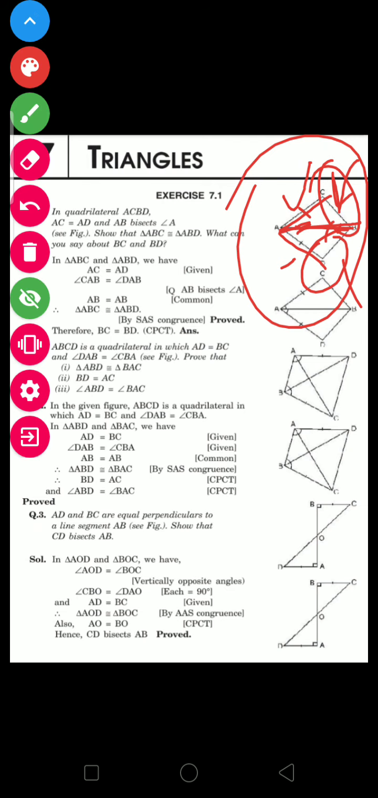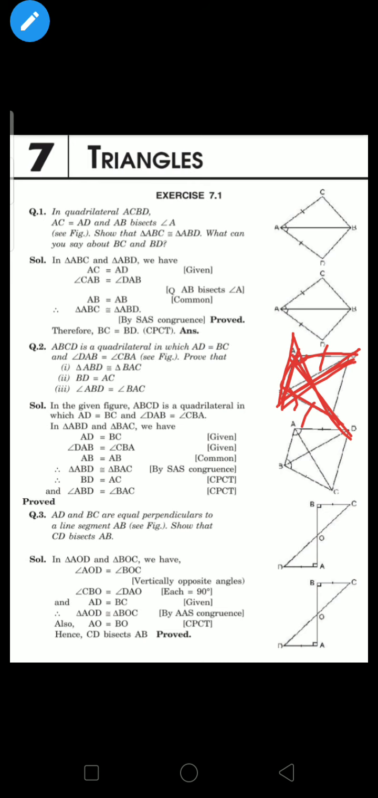Okay. Now, students, we have the next problem. What is written here? ABCD is a quadrilateral in which AD is equal to BC. It is given here that AD is equal to BC, and angle DAB, this complete angle, is equal to this complete angle. The question is asking us to prove that triangle ABD is congruent to this triangle BAC. Next, we have to prove that BD is equal to AC. Next, angle ABD is equal to angle BAC.